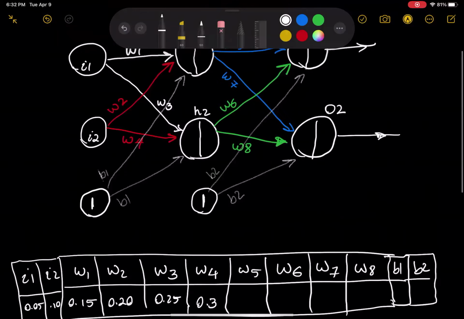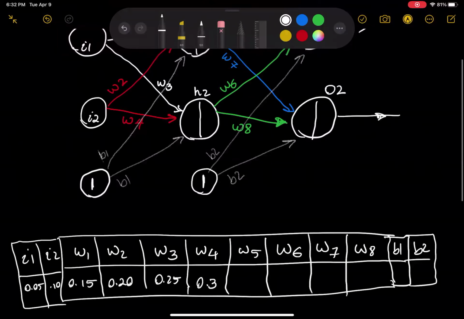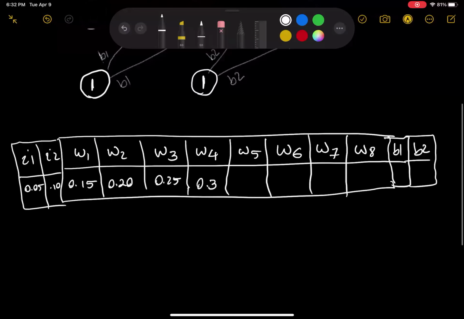Let me just double check it here. W4 is here, and W3 and W2. W2, okay, sounds good. So W5, I'm going to call it 0.4. W6, 0.45. W7 is 0.5. W8 is 0.55. And B1, B2 is 0.35 and 0.60. All right, so consider these W's as initialization, and I1 and I2 are 2 data points, from my table that I just gave.